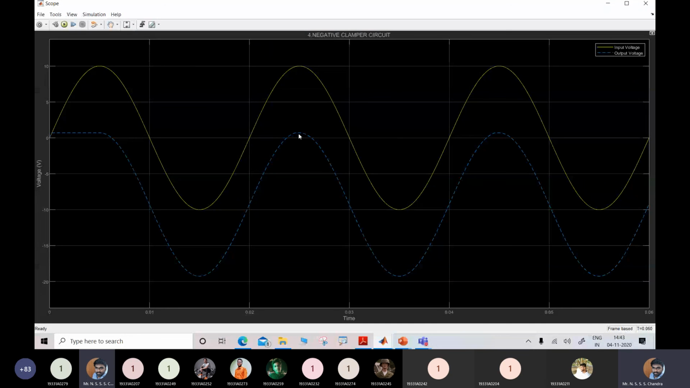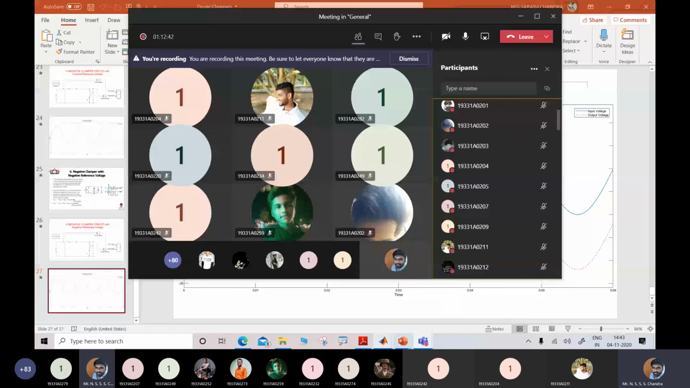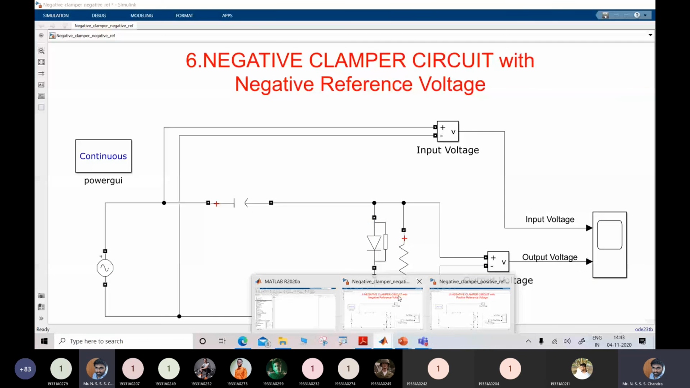This is the VD value. Whereas the negative peak, instead of minus 20, is only minus 19.3 volts. The only difference between ideal and practical is 0.7 volts. It is slightly higher than that of the ideal diode condition. So with this I'll close this negative clamper circuit, and then we have two more circuits. With that I'll end today's class.